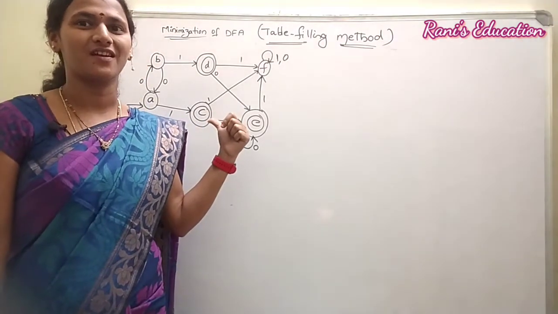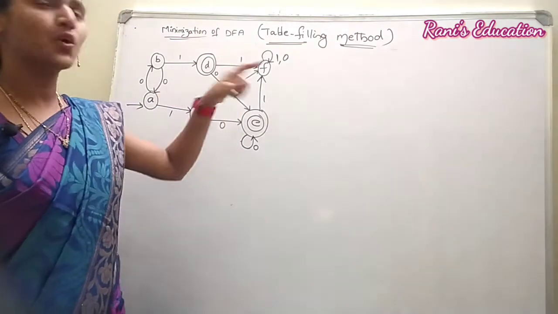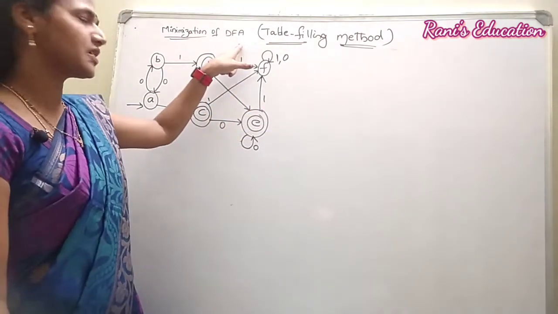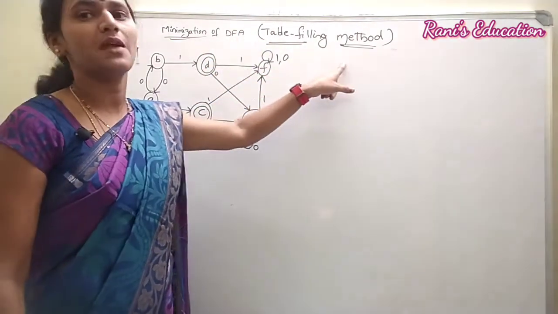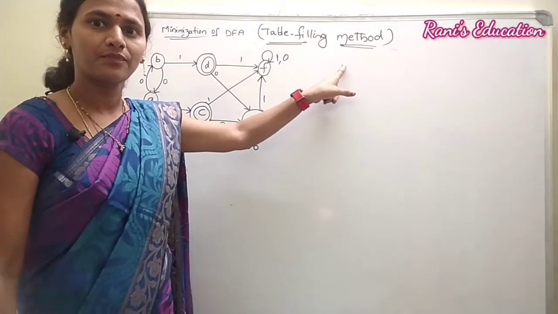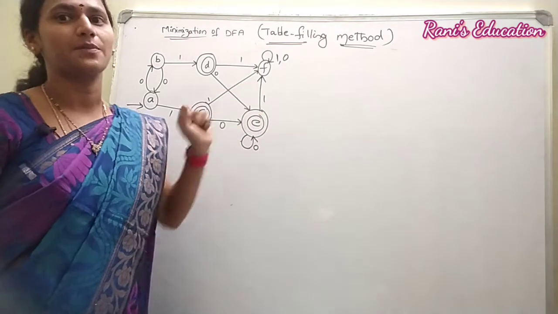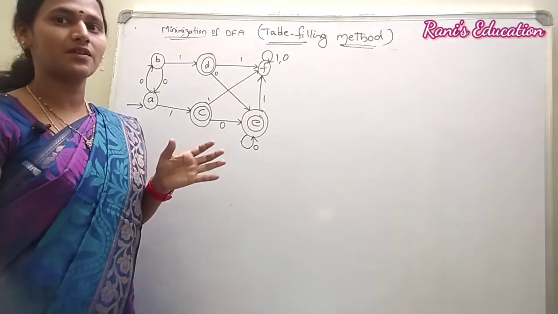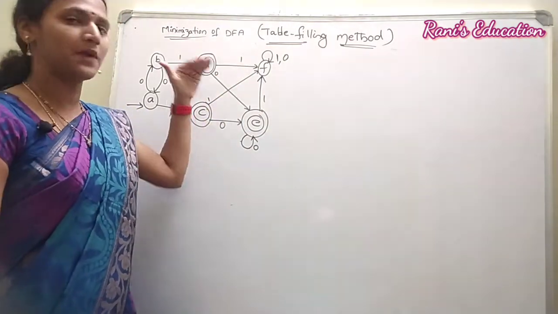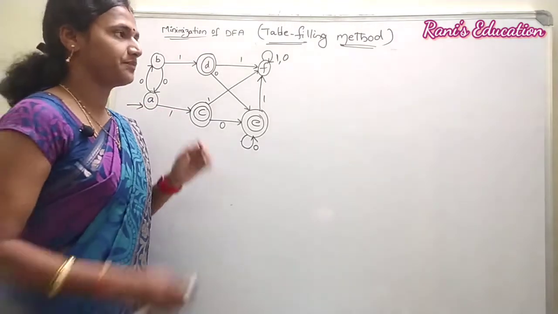Let's start the session now. Today we are going to see minimization of DFA by using the table filling method. In the table filling method, we are going to follow some steps. We'll see what they are, and according to that, we are going to minimize the given DFA.